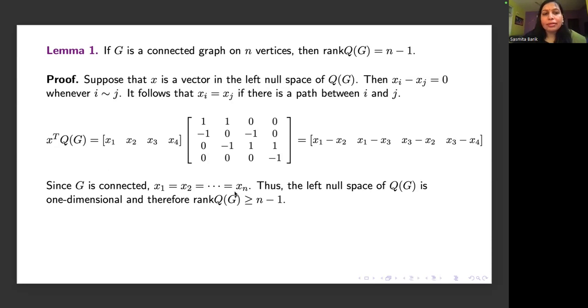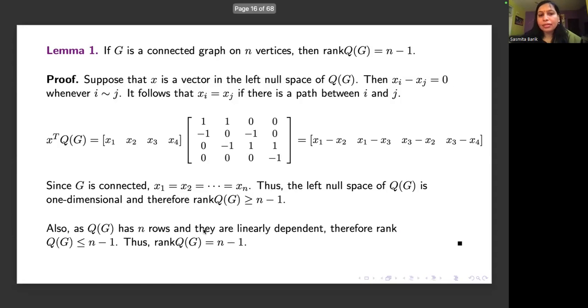That tells us that if you are looking for the rank of Q_G, because the null space is one-dimensional, the rank of Q_G will be greater than or equal to n minus 1. But what we observed is that if I add all the column entries, the column sums are 0. So basically, the rows are dependent. Because all the rows are dependent and it has n rows, the rank of Q_G must be less than or equal to n minus 1. So using both, you can conclude that the rank is n minus 1.